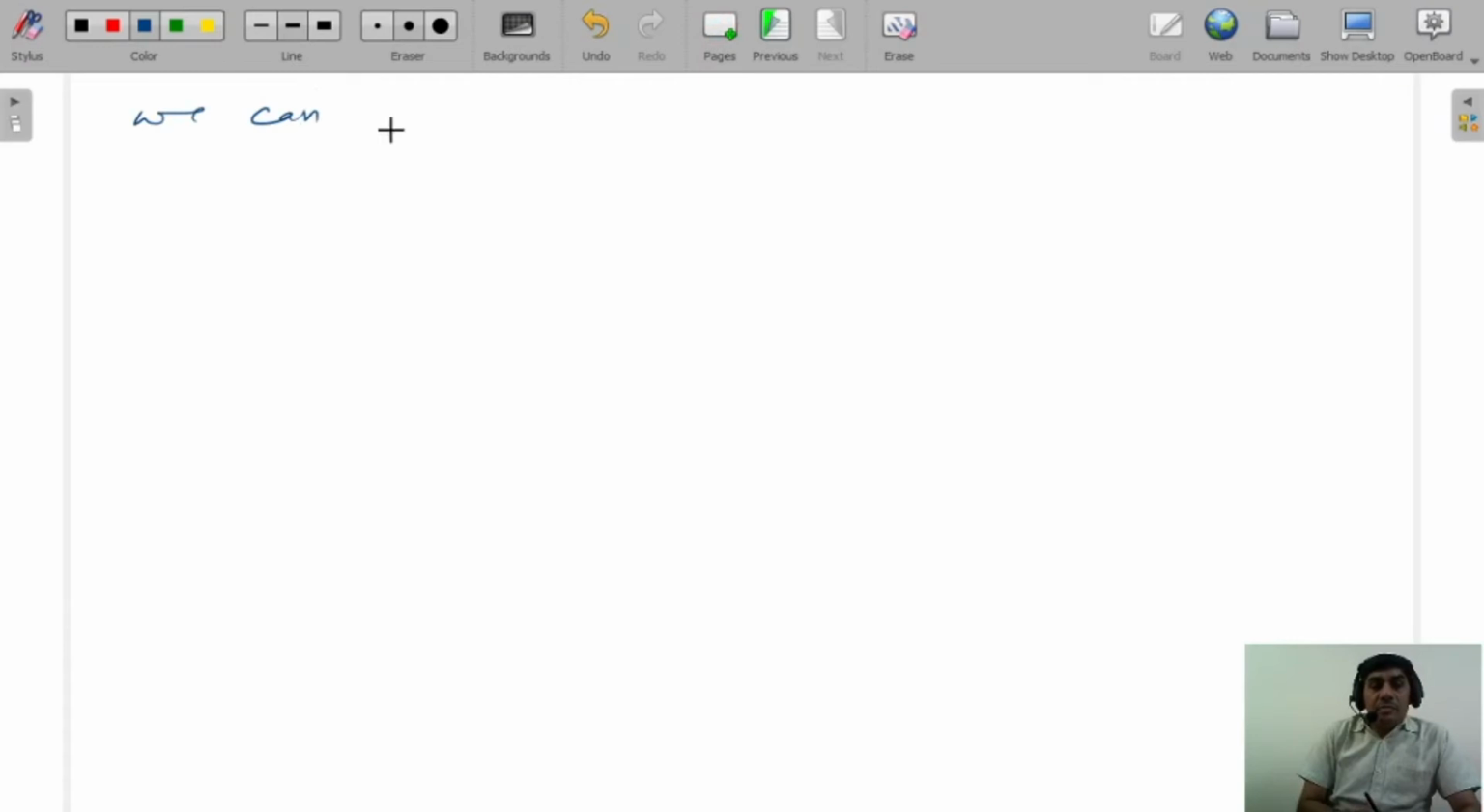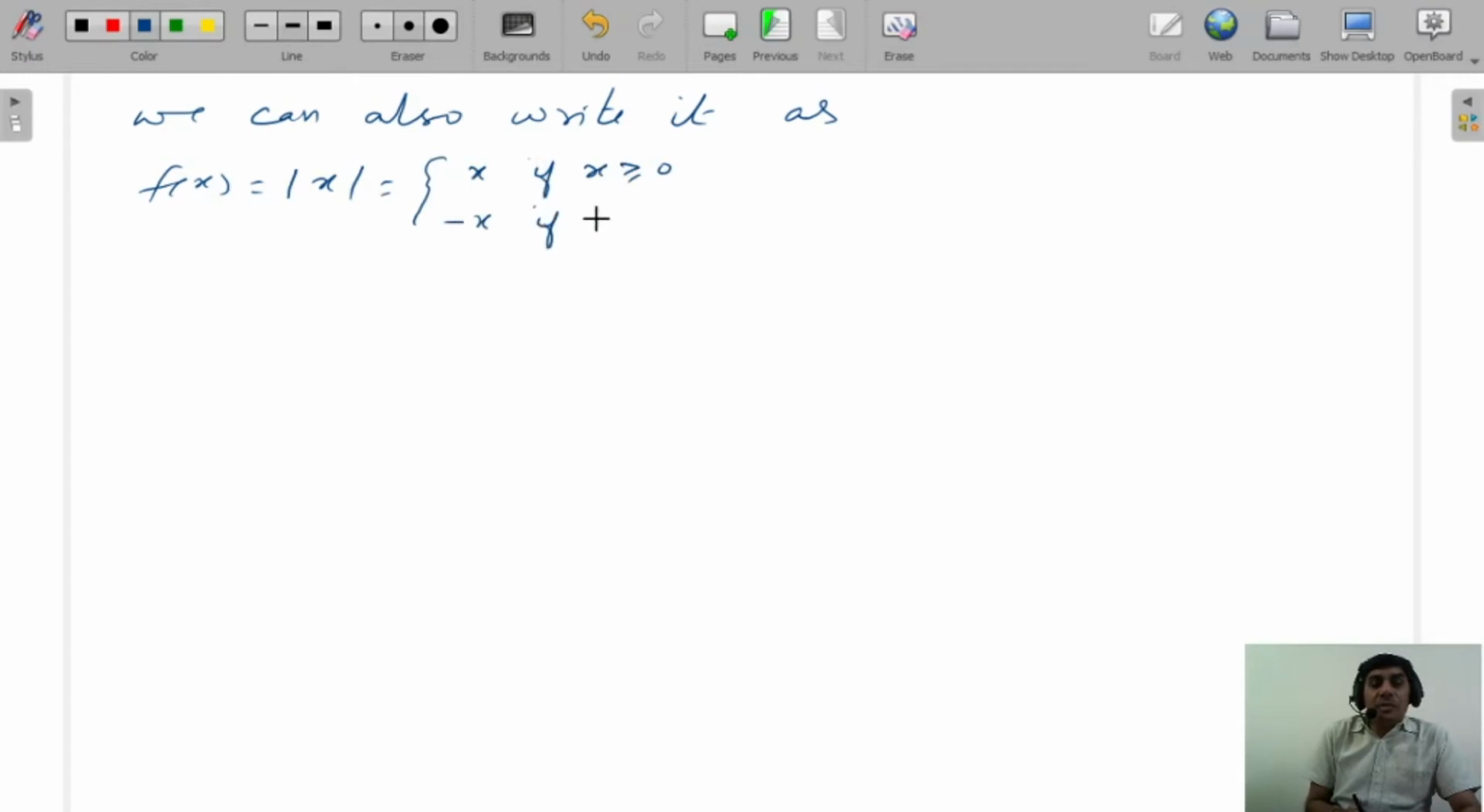We can also write it as f of x is equal to modulus of x is equal to x if x is greater than or equal to 0, minus x if x is less than 0. So, in this case the range of the function is always non-negative.